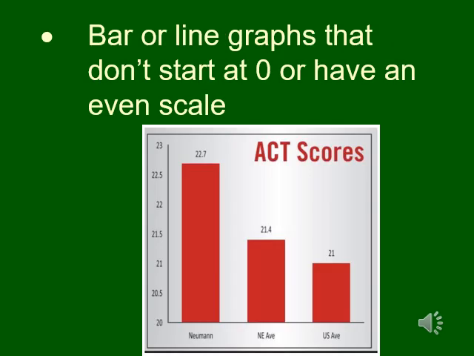Here's an example of a bar graph that doesn't start at 0. It actually came from the website of a high school in Nebraska, and it makes it seem like their ACT scores are way higher than average, when in fact they're just a couple points higher than average. And so, by starting at 20, it's making the small difference seem like a big difference.